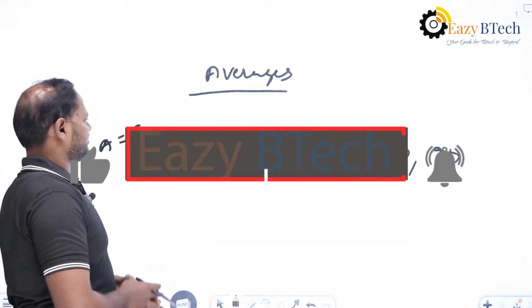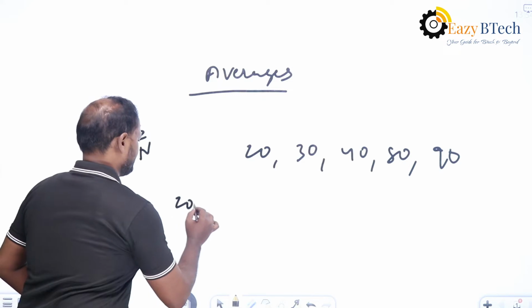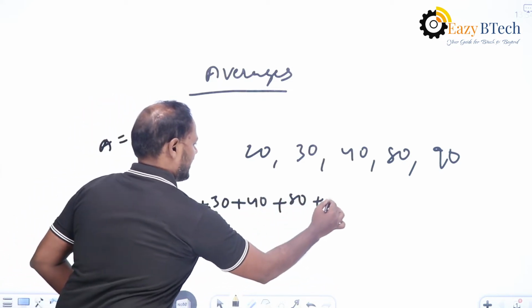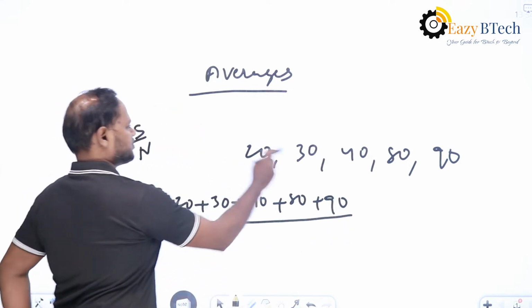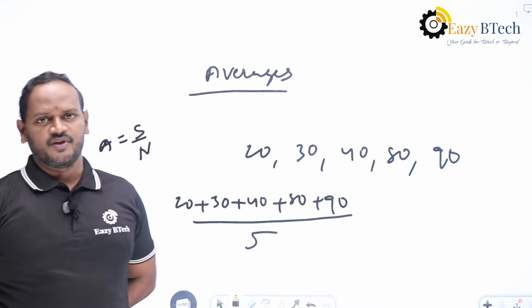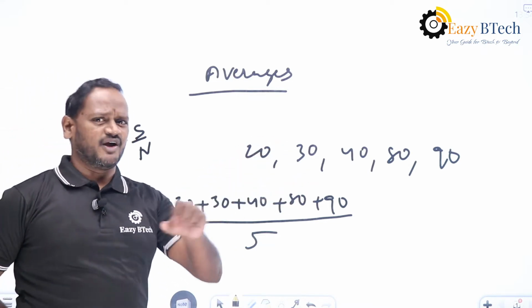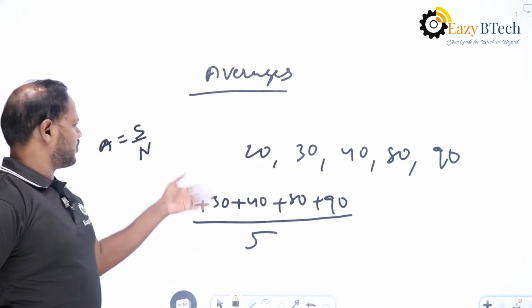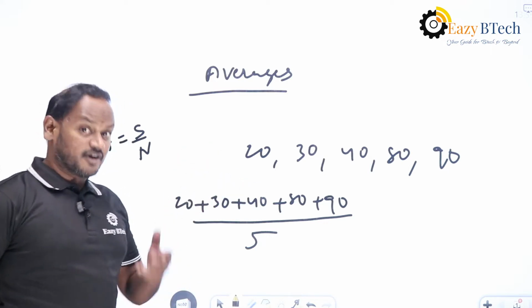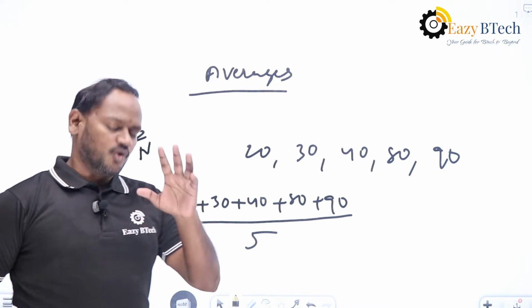How to find the sum, you know? Very simple. 20 plus 30 plus 40 plus 80 plus 90, divided by how many terms are there? 1, 2, 3, 4, 5. 5 terms are there. So this is the story of average. This is the basic knowledge that we have, right? Of course, everybody can do it in this way only, sir. Yes or no? Yes, everybody can do it this way. But what is your specialty? That's another issue, we'll discuss it later.